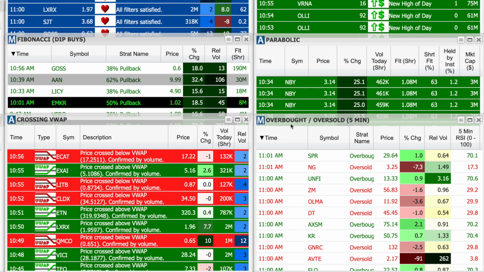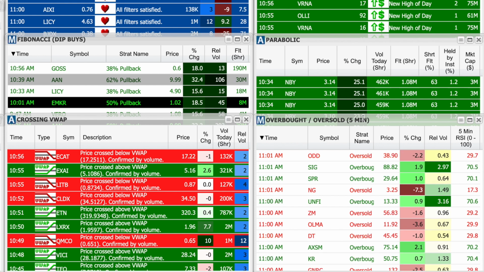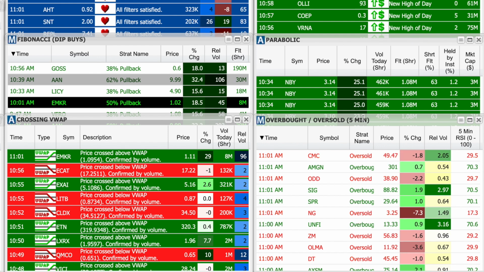All right, moving over to the overbought/oversold scanner. This is going to look for stocks that are becoming overbought or oversold in terms of their RSI, or their relative strength index, on the 5-minute time frame. A stock becomes overbought when its RSI is at 70 or higher, and oversold when its RSI is at 30 or lower. And many times these extreme moves to the upside or to the downside that cause the RSI to become overbought or oversold are going to lead to some really great reversal trade setups. So that's kind of what I'm paying attention to in terms of this scanner.